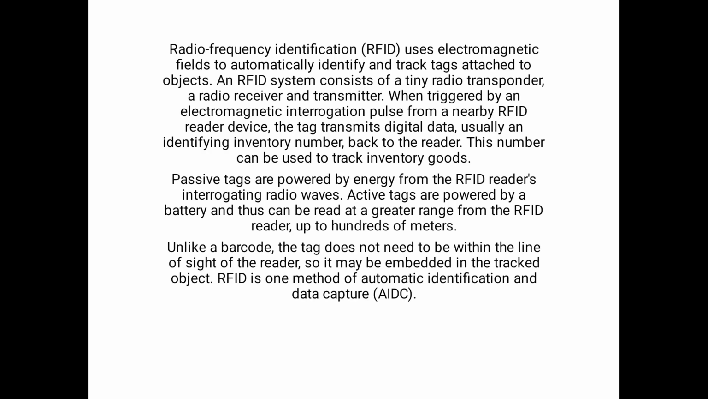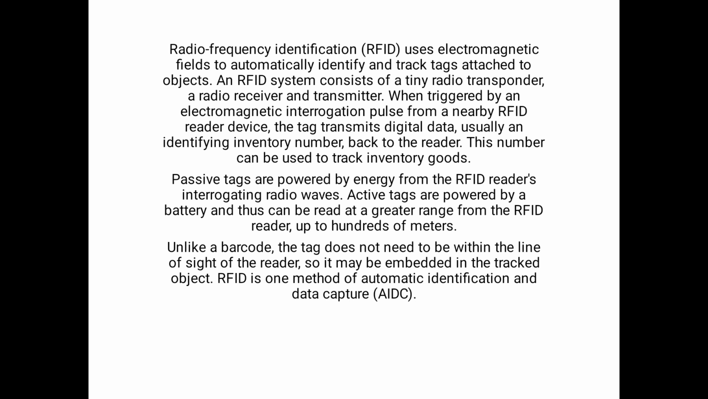Radio frequency identification, RFID. Radio frequency identification uses electromagnetic fields to automatically identify and track tags attached to objects. A radio frequency identification system consists of a tiny radio transponder, a radio receiver, and transmitter. When triggered by an electromagnetic interrogation pulse from a nearby RFID reader device, the tag transmits digital data, usually an identifying inventory number, back to the reader. This number can be used to track inventory goods.